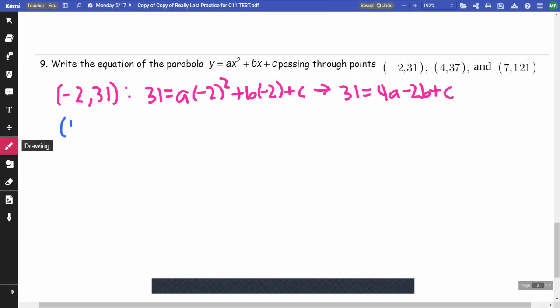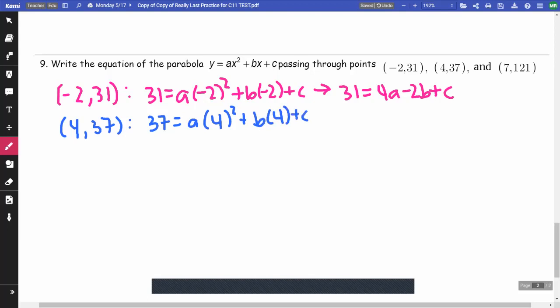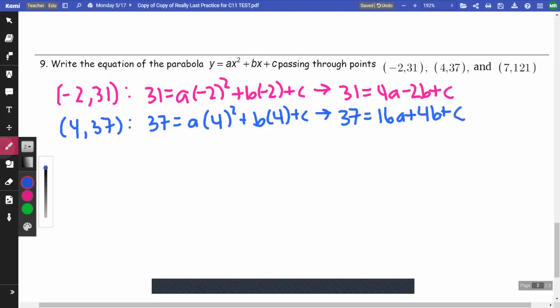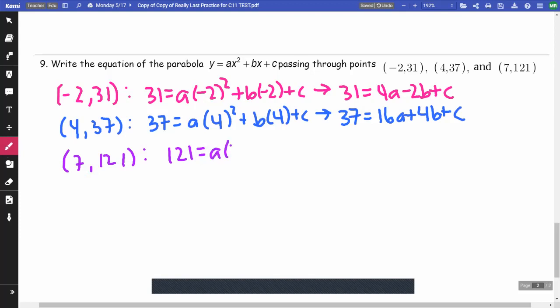And 4 comma 37. So that's going to be 37 equals A times 4 squared plus B times 4 plus C. So 37 equals 16A plus 4B plus C. And 7 comma 121. 121 equals A times 7 squared plus B times 7 plus C. So 121 is equal to 49A plus 7B plus C.